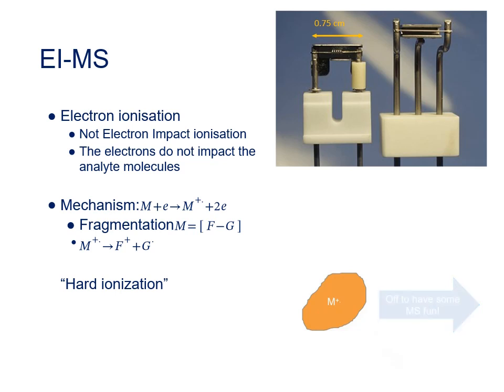This ion can then be analyzed. Let's just watch that process again. Radical ions tend to be unstable and often fragment into smaller ions. Because electron ionization often results in fragmentation, it's termed a hard ionization method. A soft ionization source would not result in significant fragmentation after ionization.